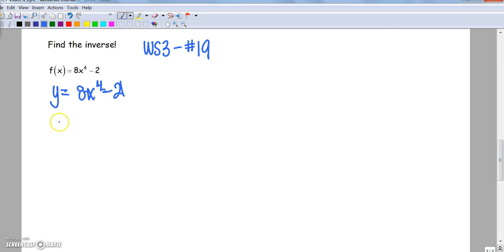And remember, when you do the inverse, you want to switch your variables, so we'll go ahead and do that. And now we are solving for y. So I'll start by adding the 2 over, and I'll just switch these sides here. And dividing by 8.